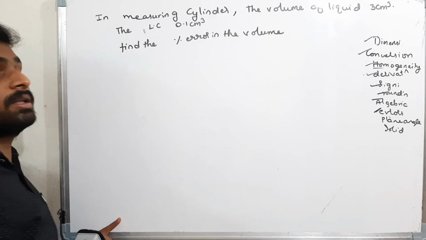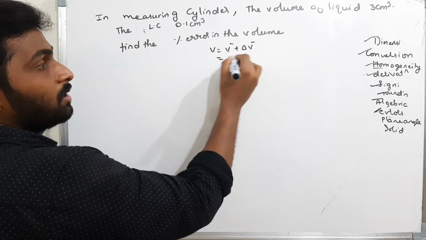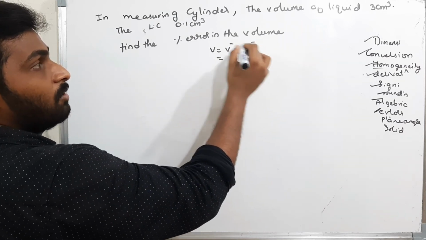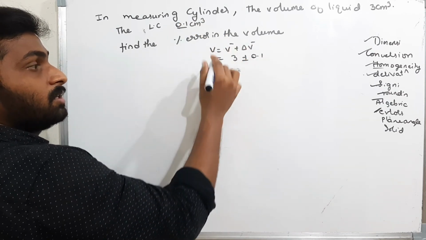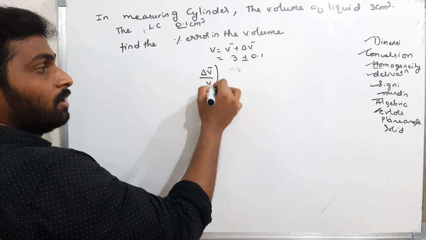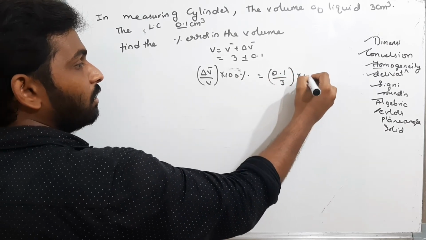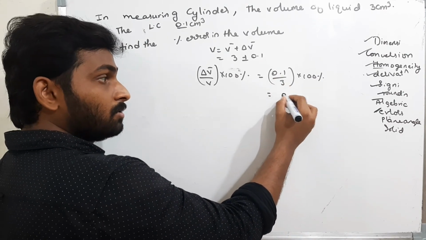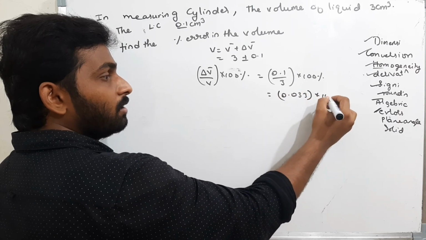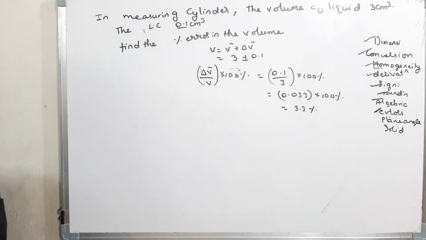Find the percentage error in the volume of the liquid. Now, what is V? V is equal to V bar plus or minus delta V bar. V bar is 3, plus or minus delta V bar. The least count of the instrument is nothing but the error, therefore 0.1. Therefore, what is the percentage error? The percentage error is given by delta V bar by V bar into 100 percent. It is nothing but 0.1 by 3 into 100 percent. 0.1 by 3 is nothing but 0.033, into 100 percent. Therefore, 3.33 percent. 3.3 percent is the error.